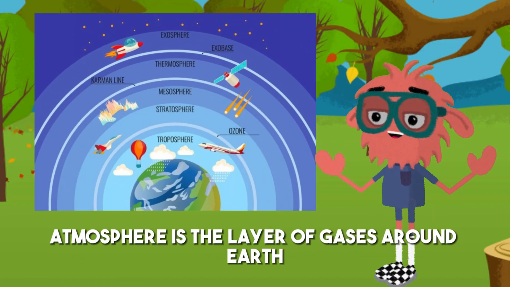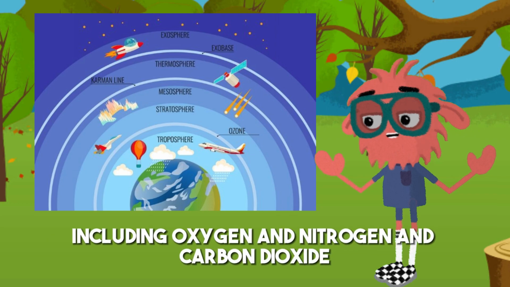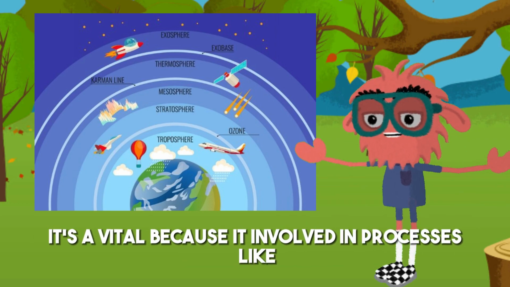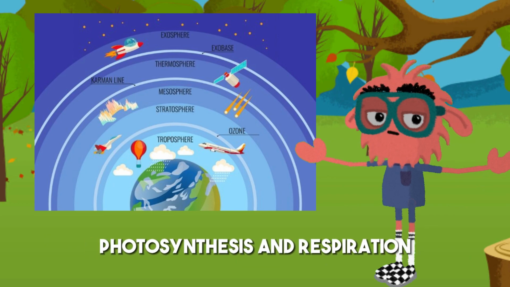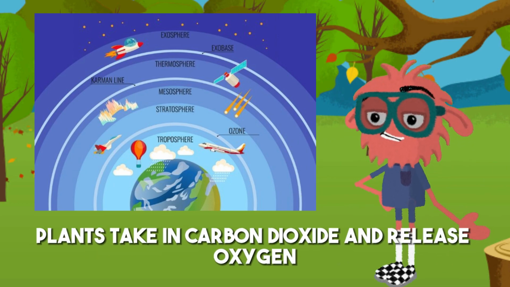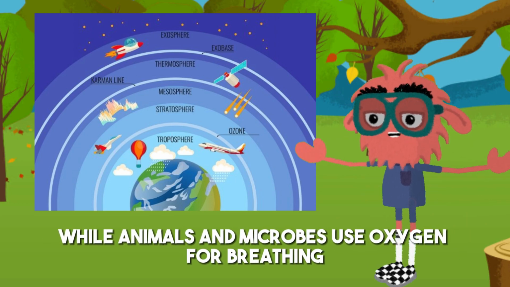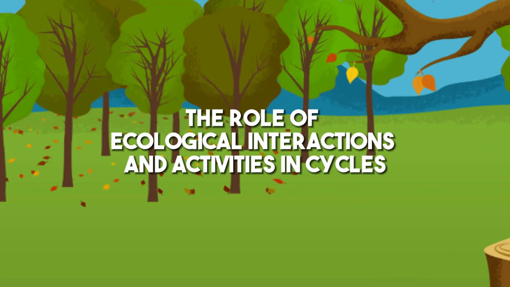The atmosphere is the layer of gases around Earth, including oxygen, nitrogen, and carbon dioxide. It's vital because it's involved in processes like photosynthesis and respiration. Plants take in carbon dioxide and release oxygen, while animals and microbes use oxygen for breathing. Next, the role of ecological interactions and activities in cycles.